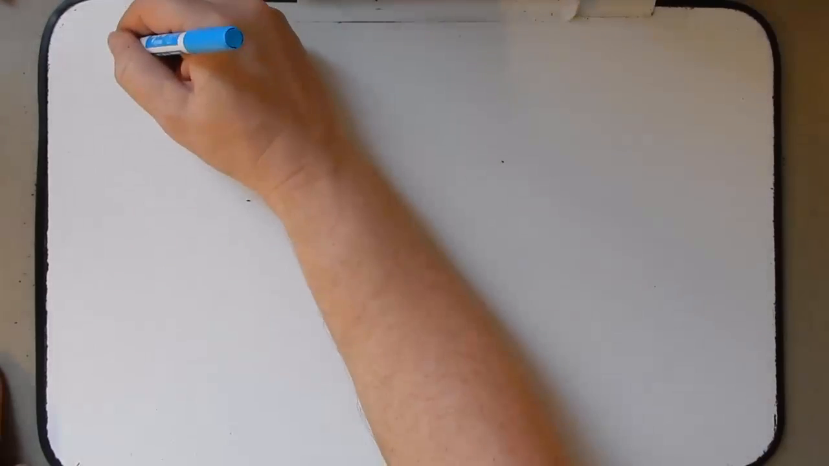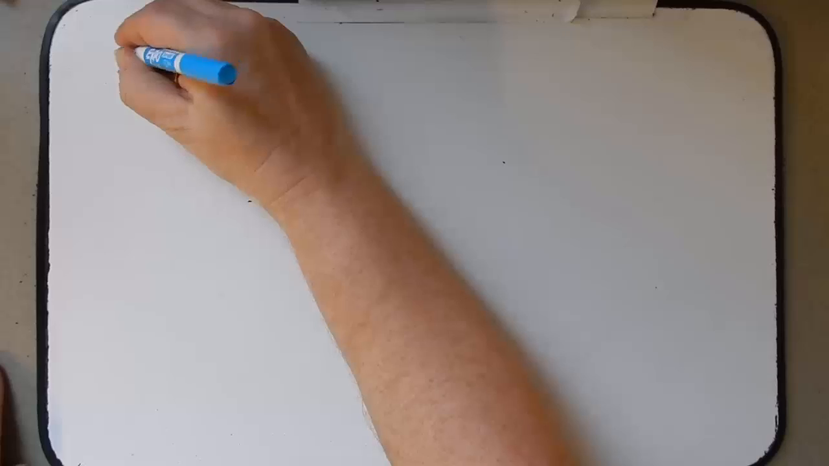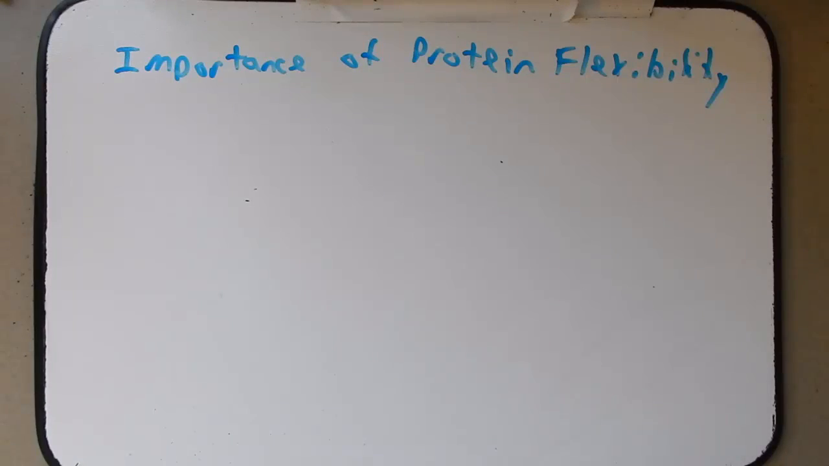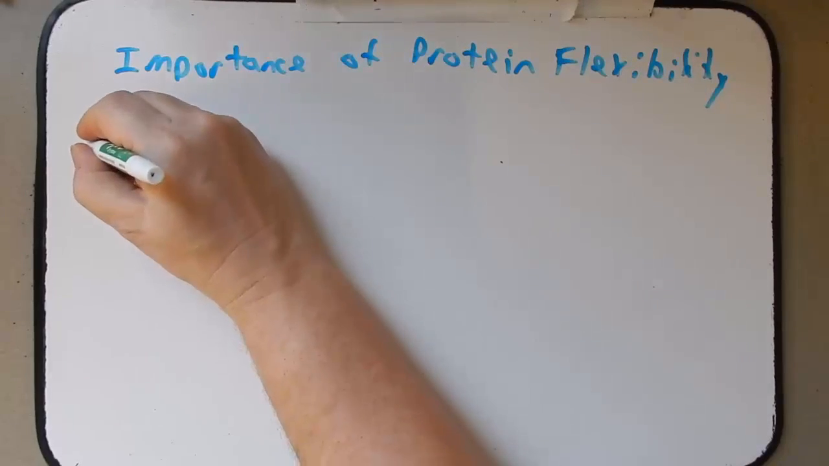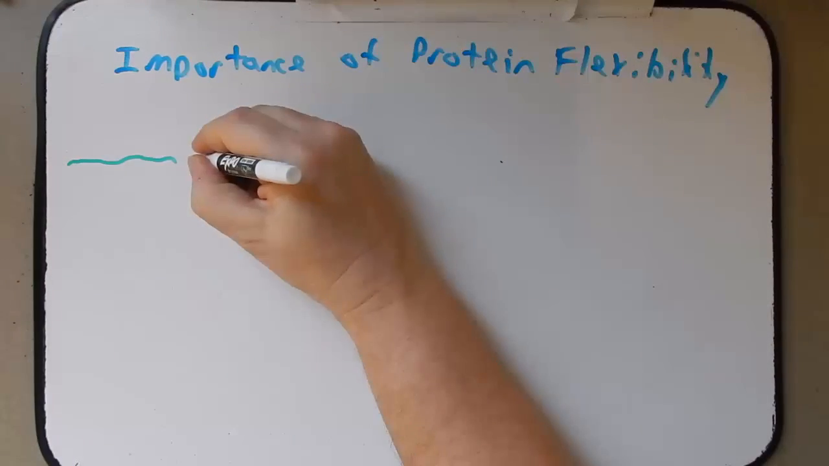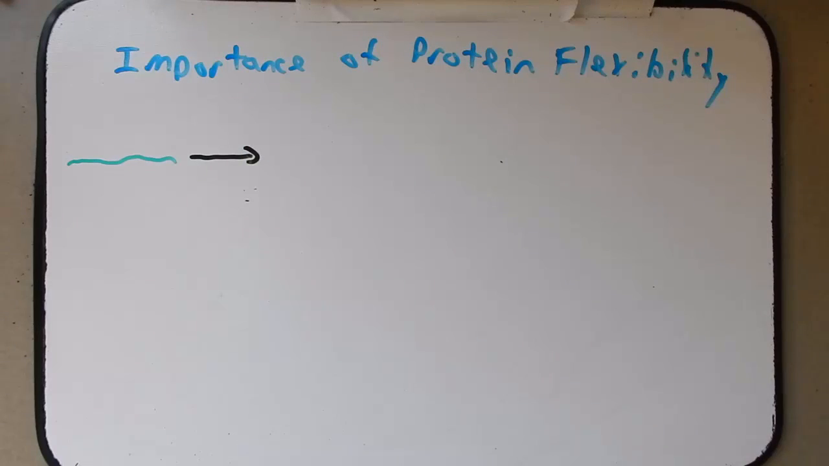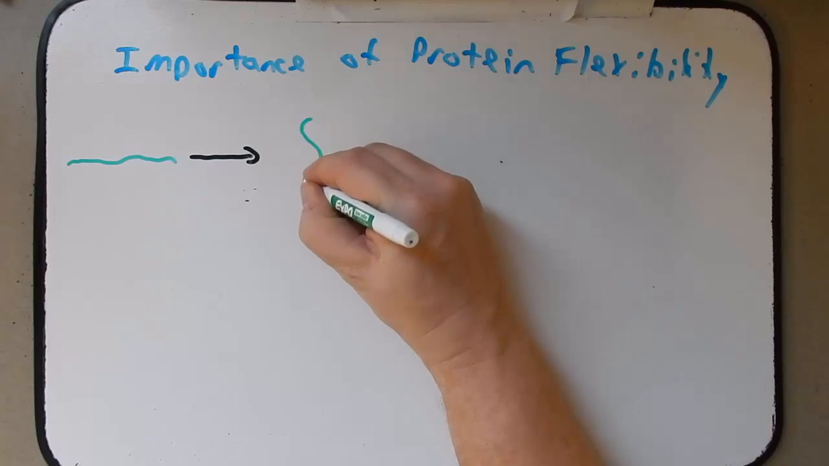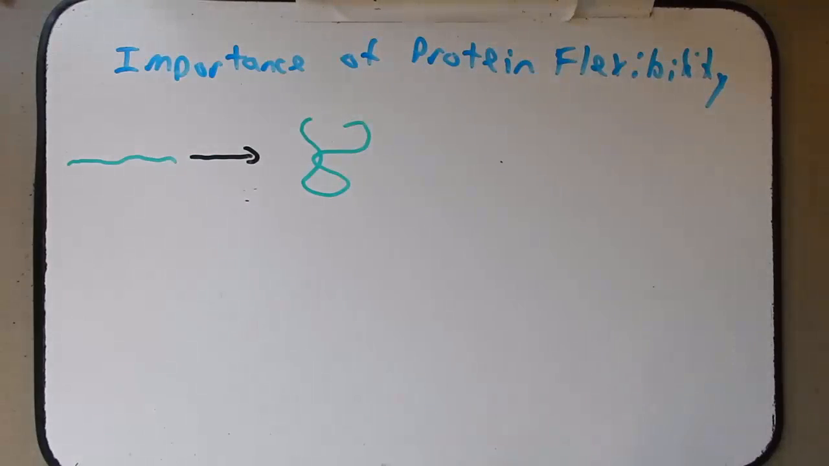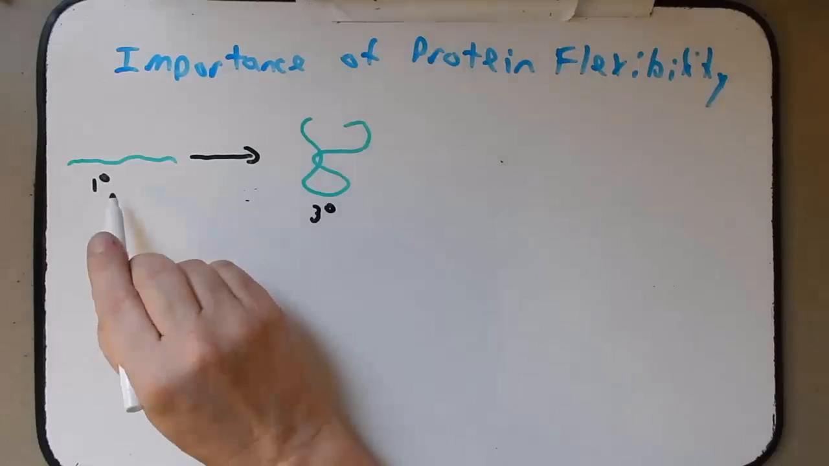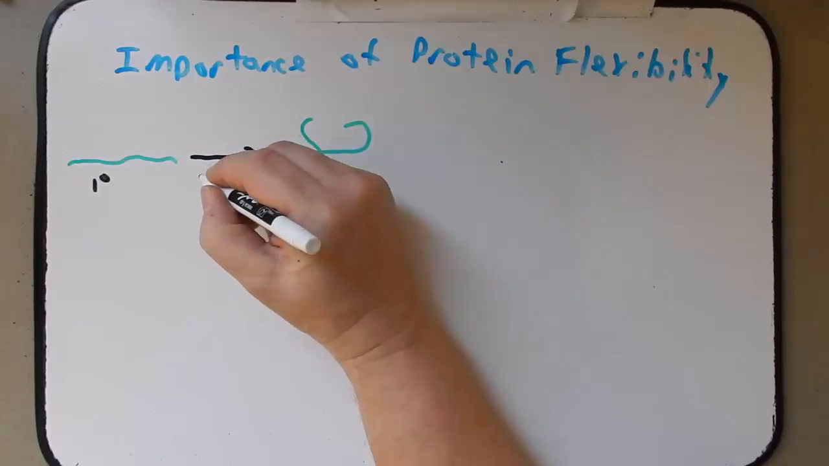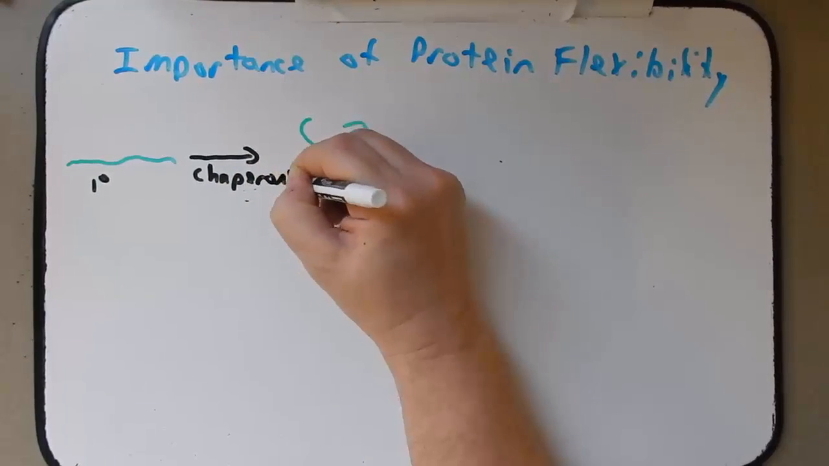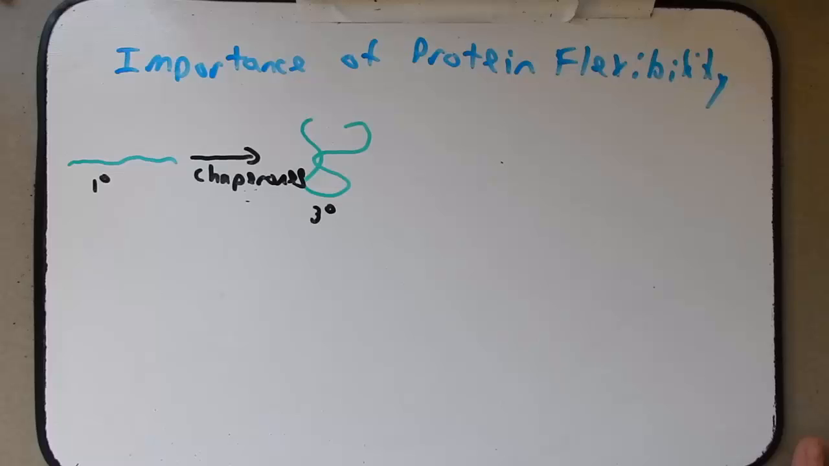Okay, now let's talk about this next topic, the importance of protein flexibility. So on the last slide, we talked about how we would take this primary structure protein and how that was folded up into a secondary structure and then a tertiary structure and then sometimes a quaternary structure, but I'm just going to stop with a tertiary structure here. And even though energetically this is a spontaneous reaction, there are still often chaperones involved in folding this tertiary structure.